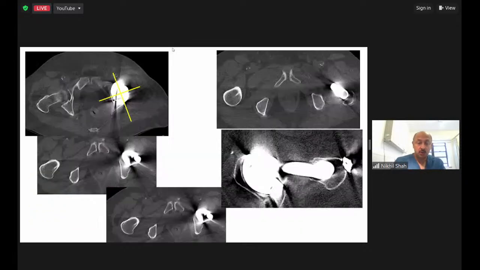Basically what was happening is you were getting component to component and component to host impingement in external rotation and in extension. So always get a CT scan, especially when you have done the hip, and try and figure out what's happening. And you can see on the axial scans that in external rotation, the component is impinging against the socket and also against the bone.